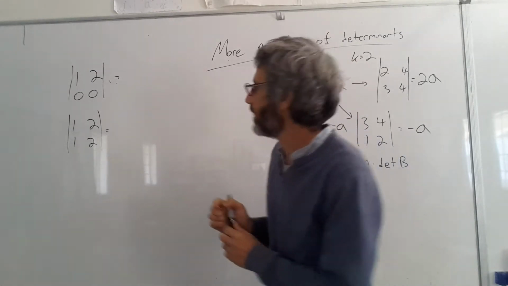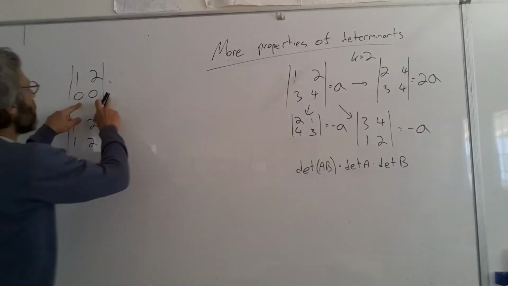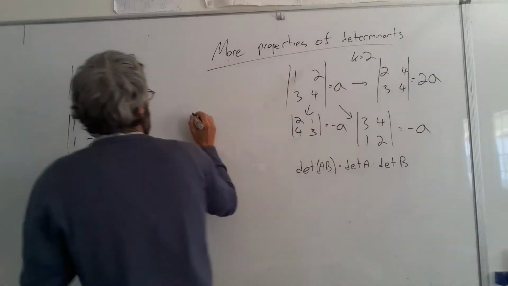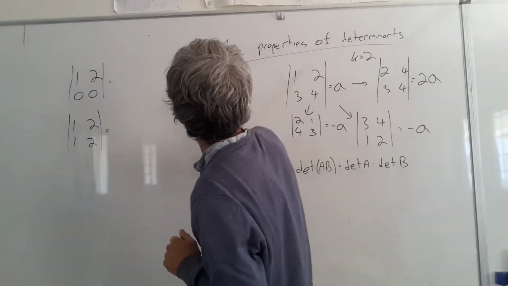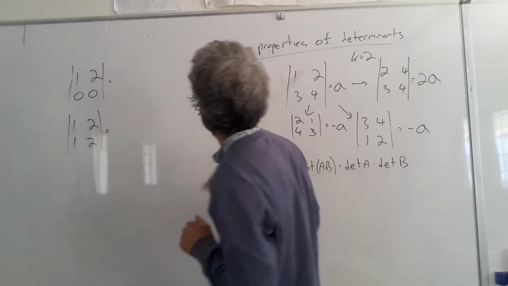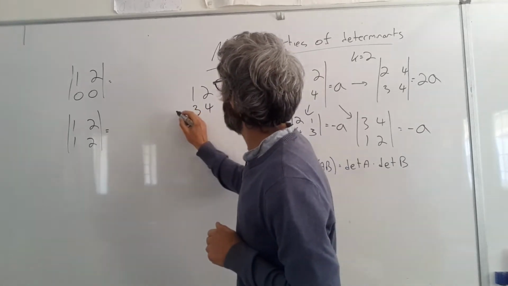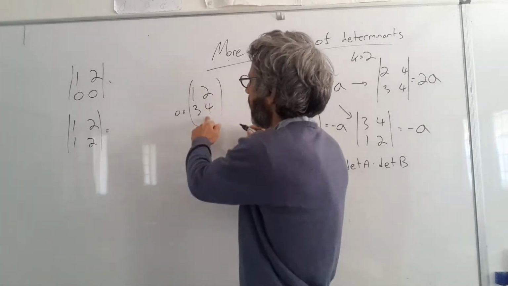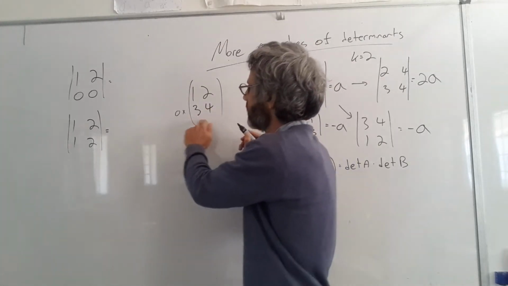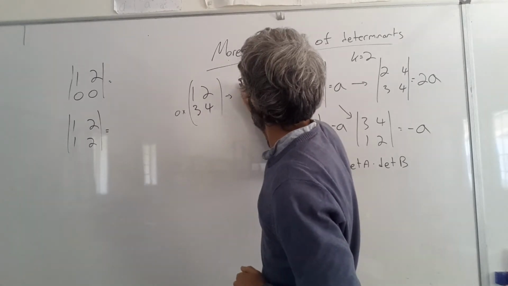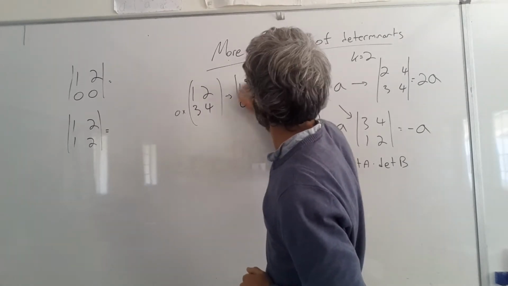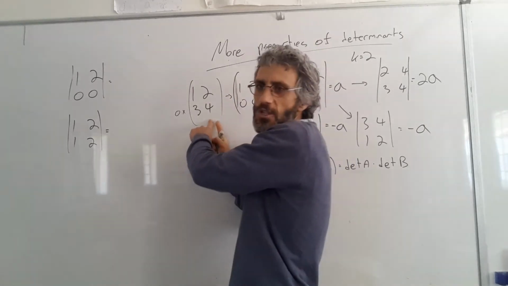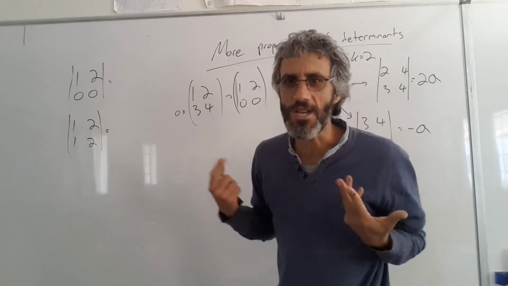Okay, but why is that? Because I could have gone from, let's say, I'll write it down here, 1, 2, 3, 4, some kind of matrix. And then what I did, I multiplied this row by 0, right? If I multiplied this row by 0, then I'm going to get 1, 2, 0, 0, which is that matrix here.